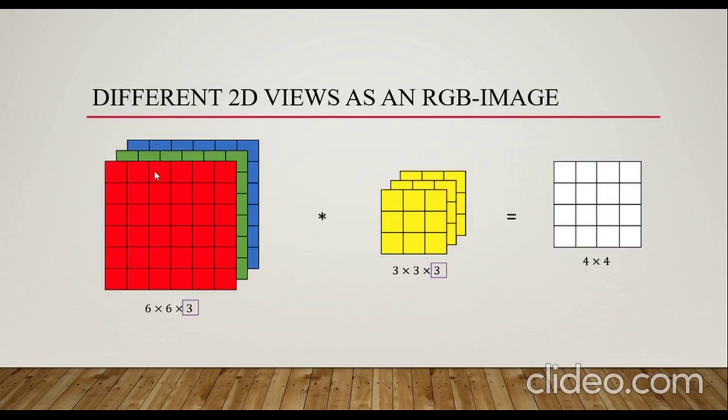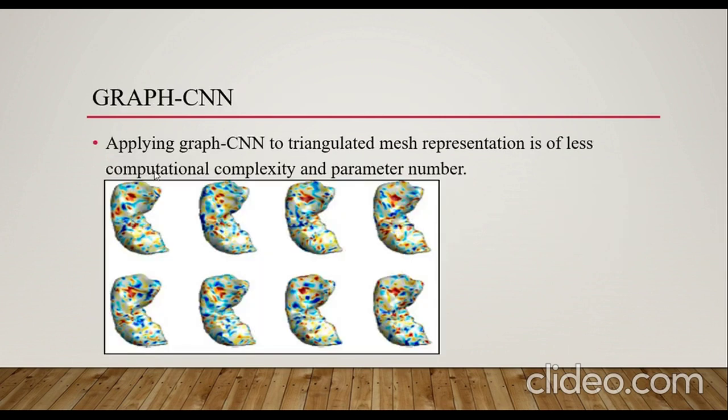In another study, 2D slices from the three different views of a 3D image were plugged to the 2D CNN as an RGB image, modeling the interview features.